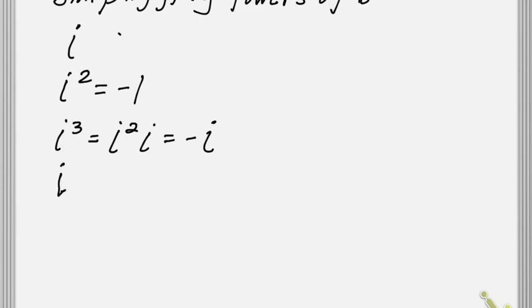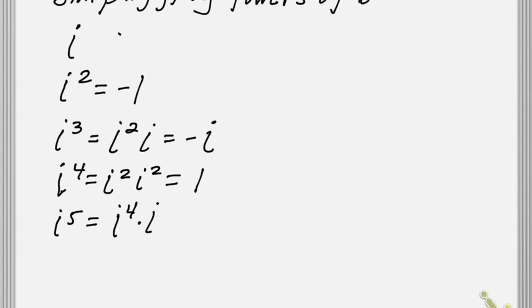If I go i to the fourth, what is that? That is i squared times i squared. And I said that i squared is -1. So that's -1 times -1, which is +1. Let's continue. i to the fifth. How would you split that up? What do you think? Well, I'm going to break it up into i to the fourth times i. Well, I know from above that i to the fourth is 1, so that's 1 times i.